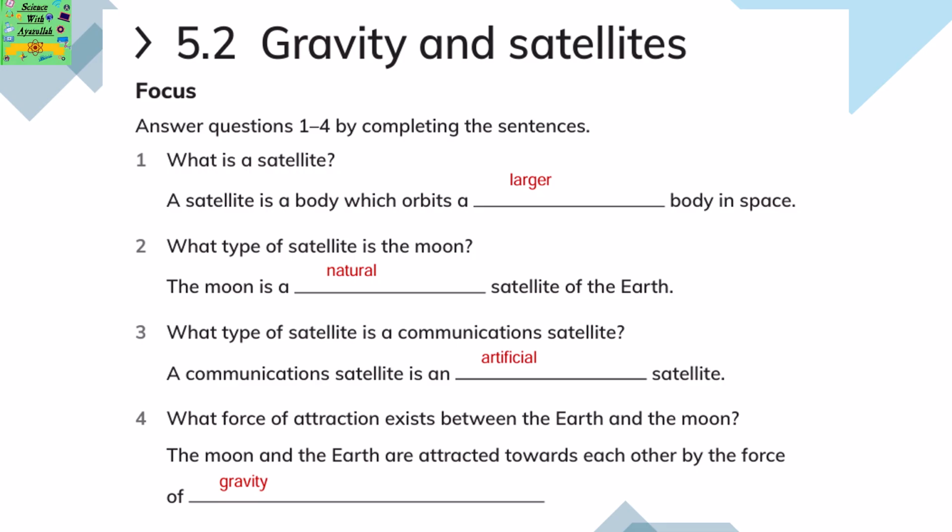What type of satellite is a communication satellite? A communication satellite is an artificial satellite because it's been made by man. What force of attraction exists between the Earth and the Moon? The Moon and the Earth are attracted towards each other by the force of gravity.